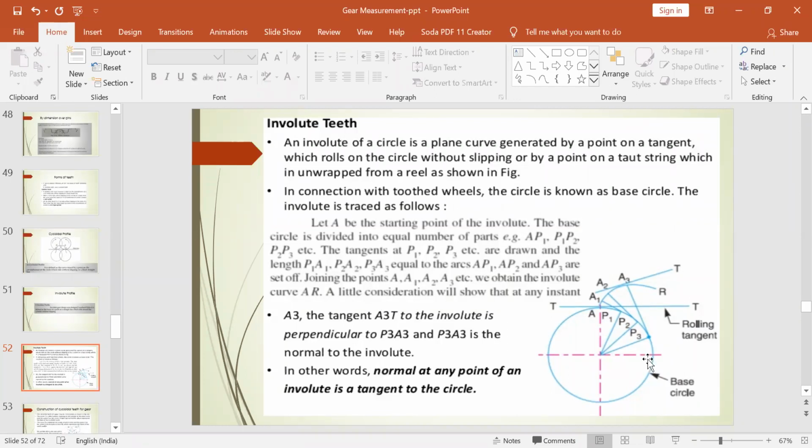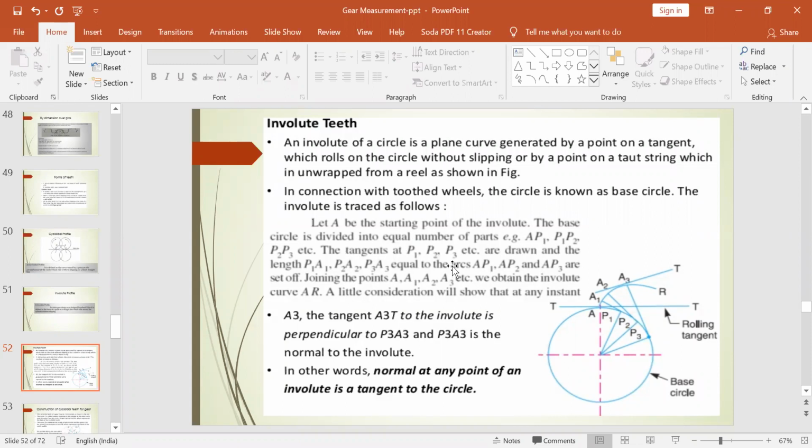So now consider this as a base circle. You can consider the point A as the starting point of your involute. This base circle can be divided into n number of parts. Each part you can name: this is the starting point from A to P1, the second part will be from P1 to P2, the third part from P2 to P3. Similarly, you can divide the entire circle. After dividing the circle, you have each segment drawn on the base circle.